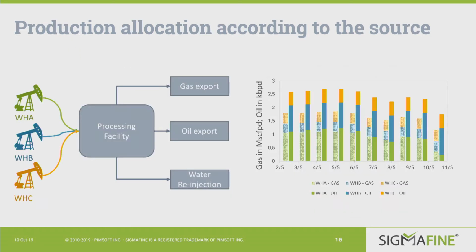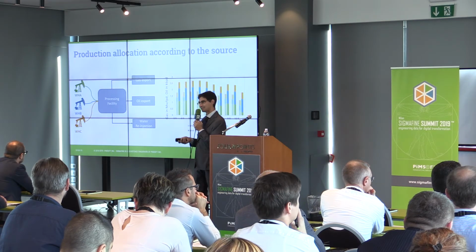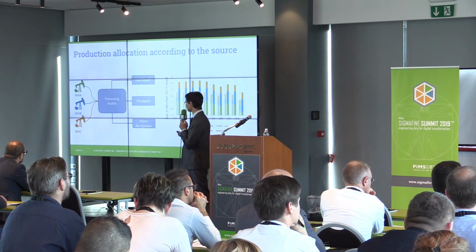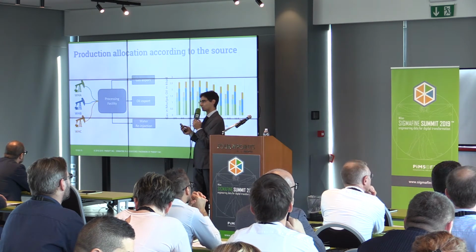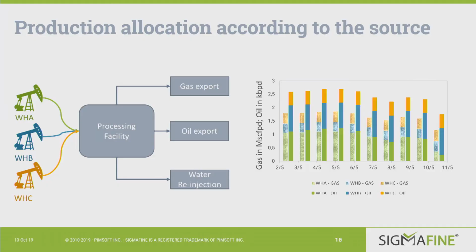Second example is trying to answer the first question we posed at the beginning, so the back allocation by wells production. So here is an easy example. Let's say we have 3 wells that are producing gas, oil, and some water. You have your separation of the 3 phases. In the end, you will get a gas export pipeline, liquid oil export, and some water reinjection.